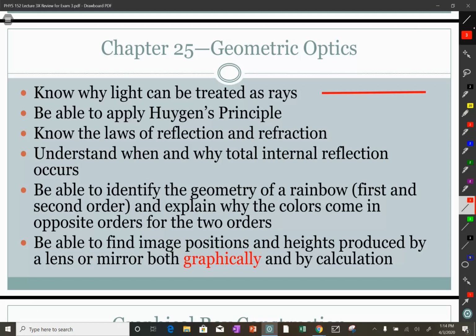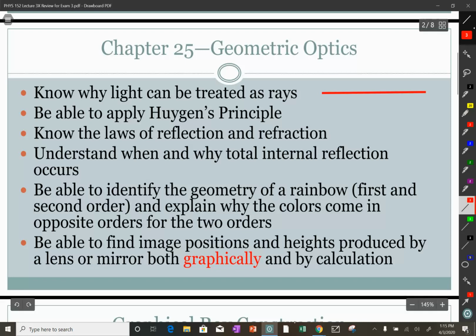Huygens principle, which says that if we have light traveling, we can take any point along a wavefront. So make sure you know what a wavefront is. Any point along a wavefront can be treated as a new point source for light. And then you take how those new point sources superpose, how they add up, to calculate how the light propagates or travels. So make sure you understand Huygens principle and can apply it.